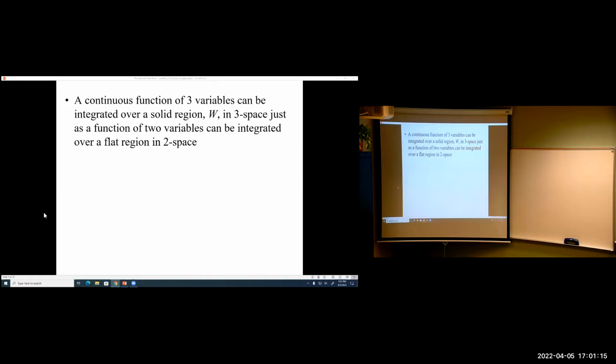So now with the double integrals, we were integrating a function of two variables over a region in the XY plane. Now we're going to be able to integrate a function of three variables over a 3D space. Okay, so if our function of three variables represented density, we will be getting the total mass of the object.